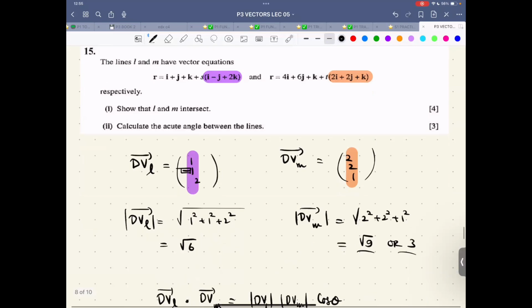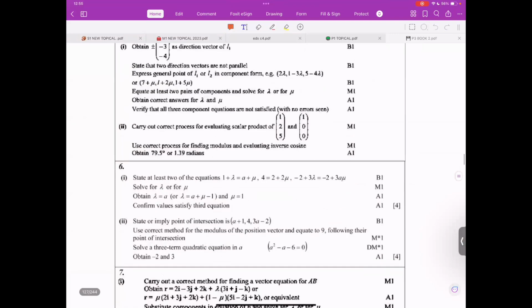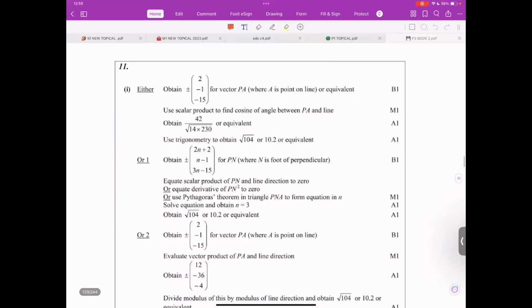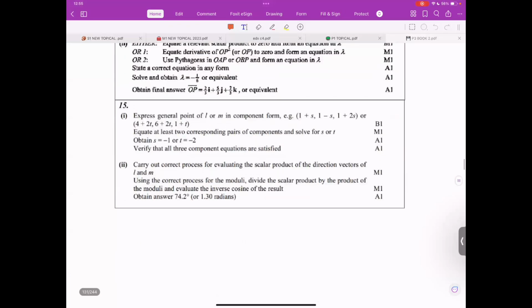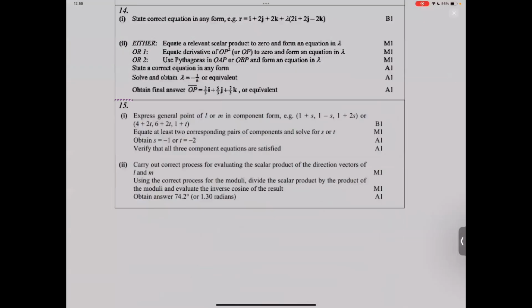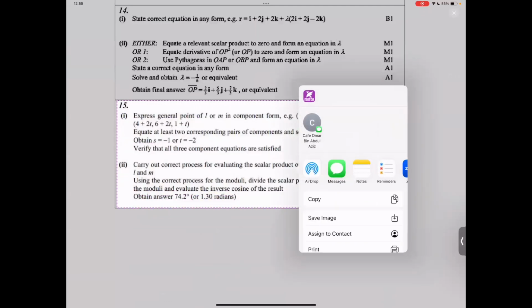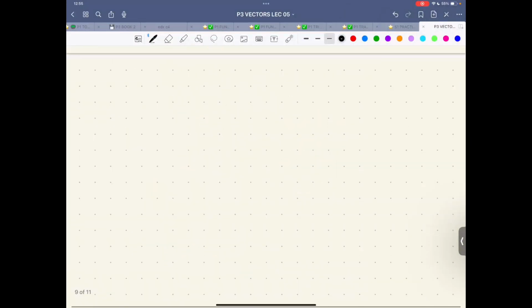So this is question number 15. Let me go to the mark scheme. Question number 15, that's right over here. And let me just paste this thing. Okay, let me copy this thing.